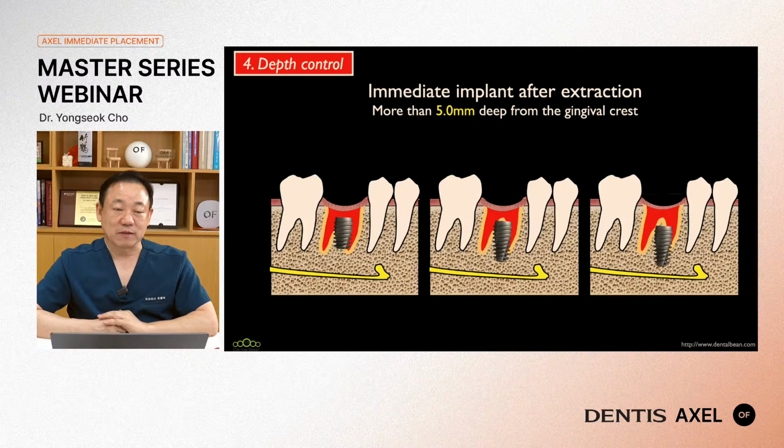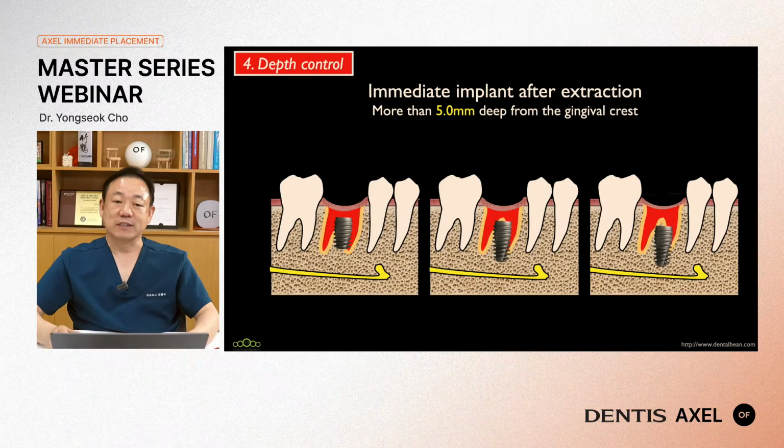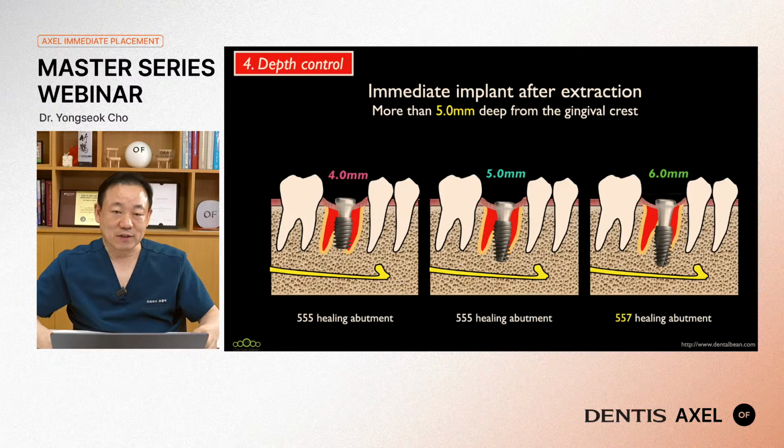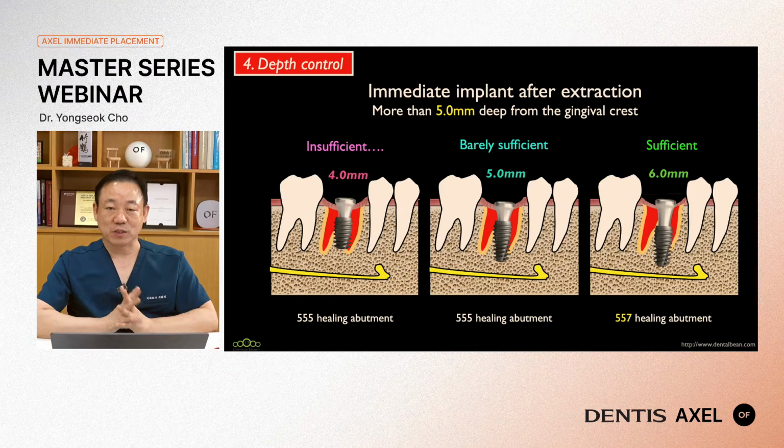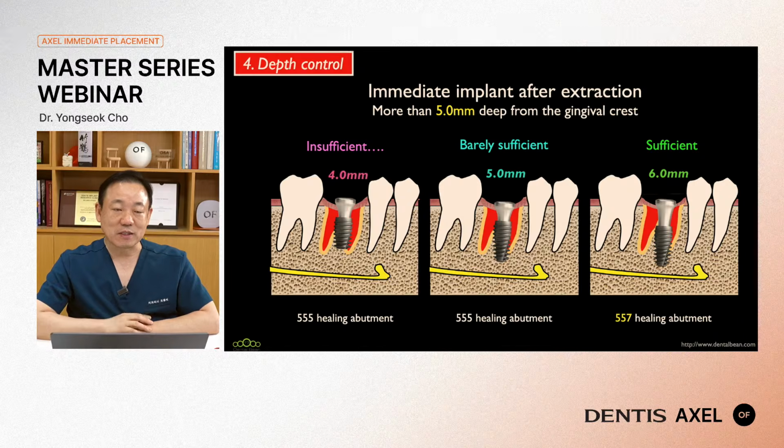I like to connect a 5 millimeter long healing abutment basically. Sometimes I connect a 7 millimeter gingival height healing abutment. The left picture, when I connected a 5 healing abutment, gingival height 5 millimeter, when exposed 1 millimeter, that means implant depth is 4 millimeter. I don't like this. It is insufficient depth. When it is just 5 millimeter, it's very sufficient depth, not bad. When it is 6 millimeter depth, it is sufficient depth.